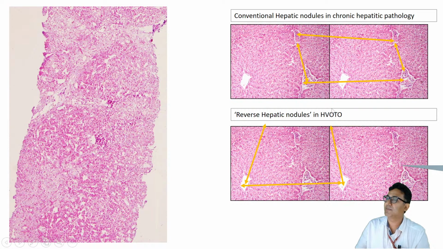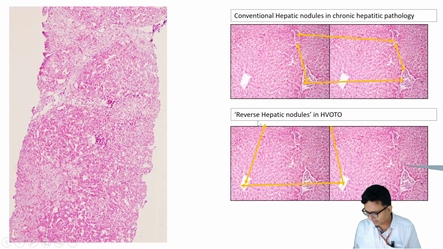However, in case of hepatic venous outflow obstruction or Budd-Chiari, the pathology starts from the central vein and fibrosis also starts from the central vein, and one central vein's fibrosis joins with the other one. Hence, this type of cirrhosis is also called reverse lobulation cirrhosis. So this is the pathology that I just showed you in brief.